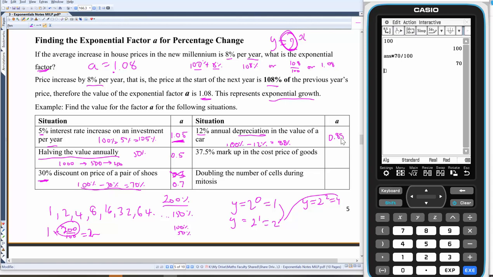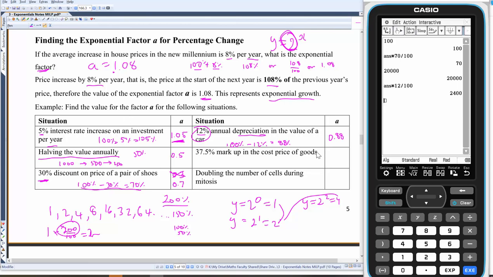So an A value there would be 0.88. Again, the most common mistake is students write 0.12 as an answer. And again, have a look at this. If I bought a car for $20,000 and multiplied that by 12 over 100, or 12% of it, that would mean that after 1 year the car was worth $2,400. And I've heard of depreciation, but that's just crazy. If I bought a $20,000 car, I'd be hoping after 1 year it wouldn't be worth $2,400.